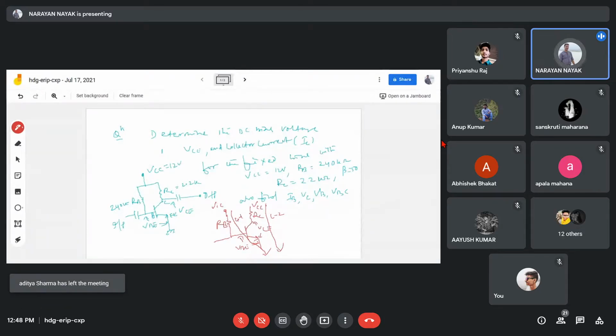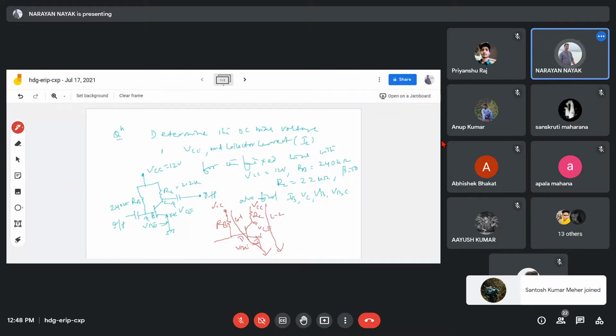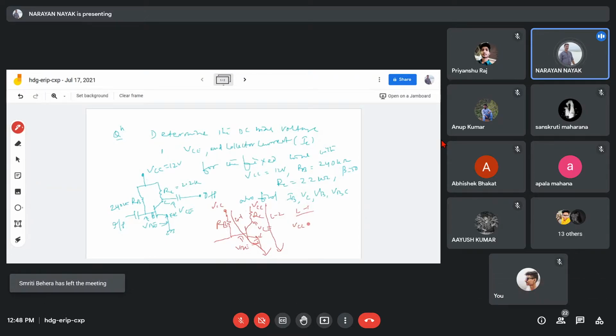So loop 1, what is the formula behind loop 1? You can take loop 1 as a KVL. So VCC minus, now the current that flows is your base current IB, IB into RB. You have to apply KVL: VCC minus IBRB, minus the voltage across base emitter, VBE, is equal to 0. This is for loop 1.